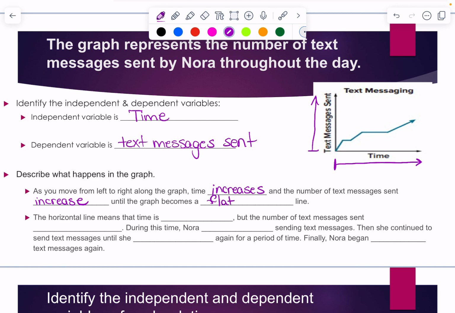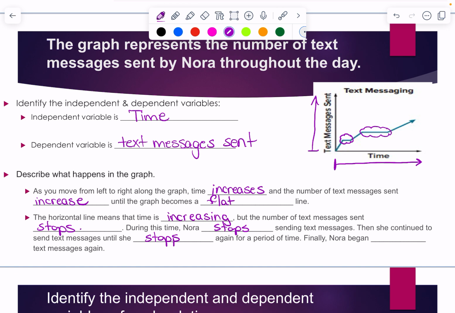Now, what I'm meaning by that is this right here. See how it flattens out? It's not increasing. So during that time, the horizontal line means that the time is increasing, but the number of text messages sent stops. They're not sending anymore. During this time, Nora stops sending text messages. Then she continued to send text messages until she stops again. And that is right here.